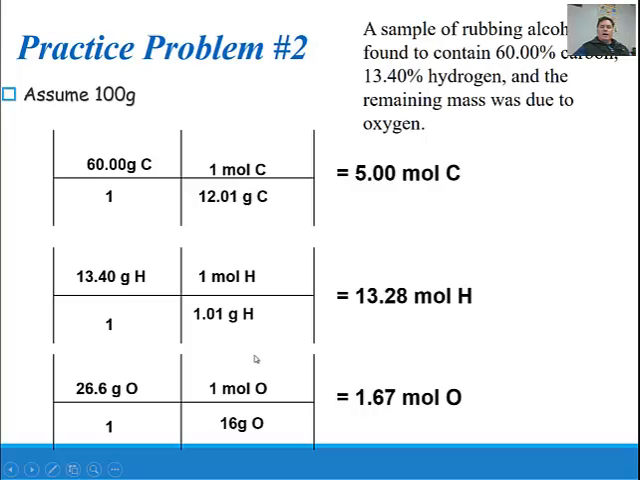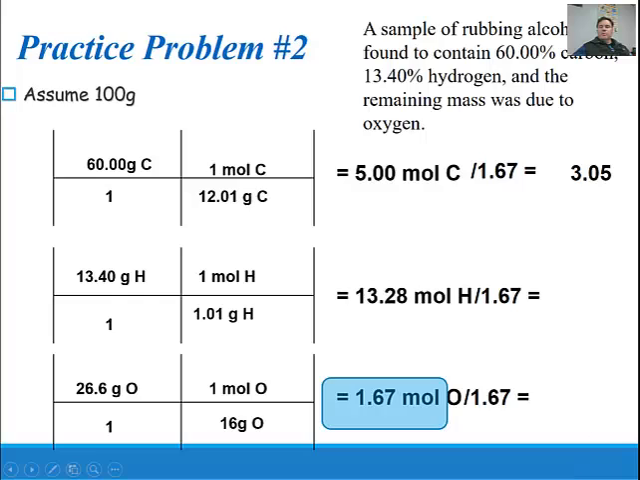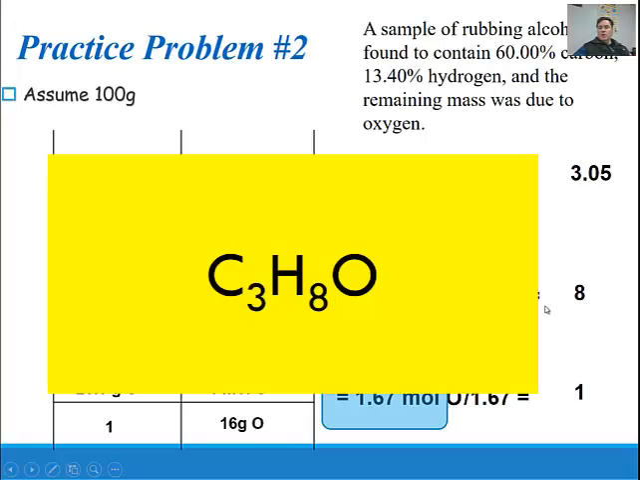Now we can see our oxygen's clearly the smallest, so we're going to divide each of these by the 1.67. And when we do that, we're going to get our subscripts. So 3.05, it's a couple hundredths, it's close enough to 3. 8 is easy, and then 1. So now what order? Well, probably easiest to do is put them in the order they give them. So it's going to be C3H8O. So there is our formula.